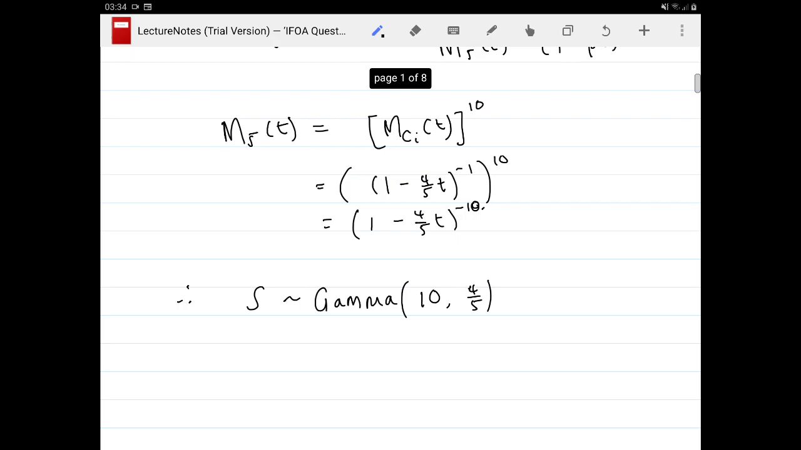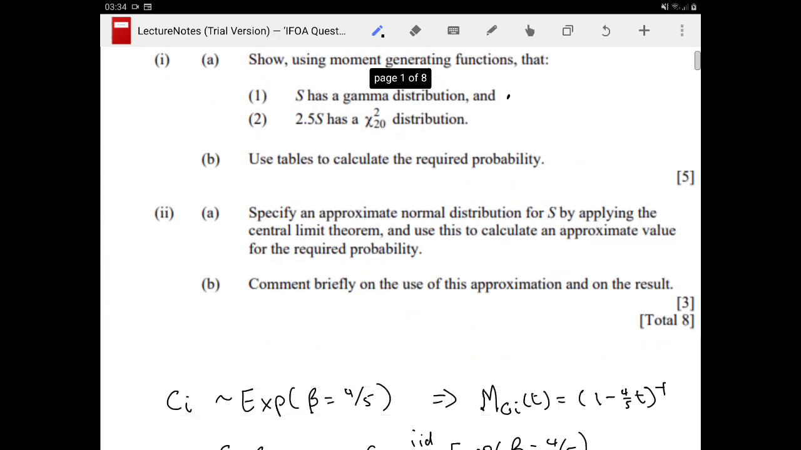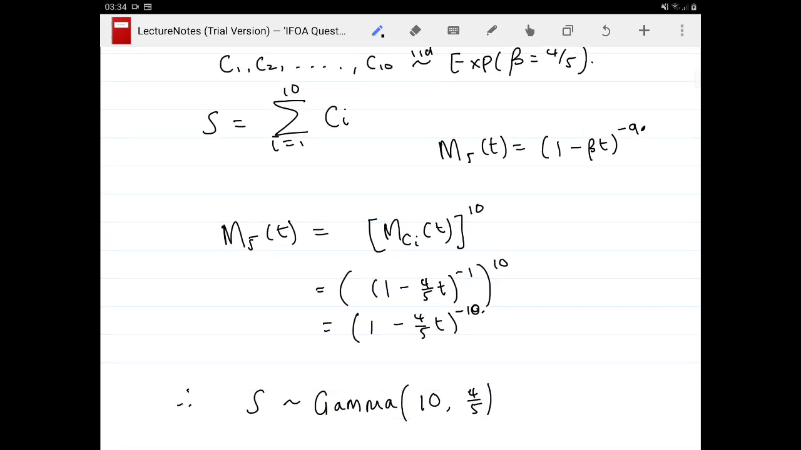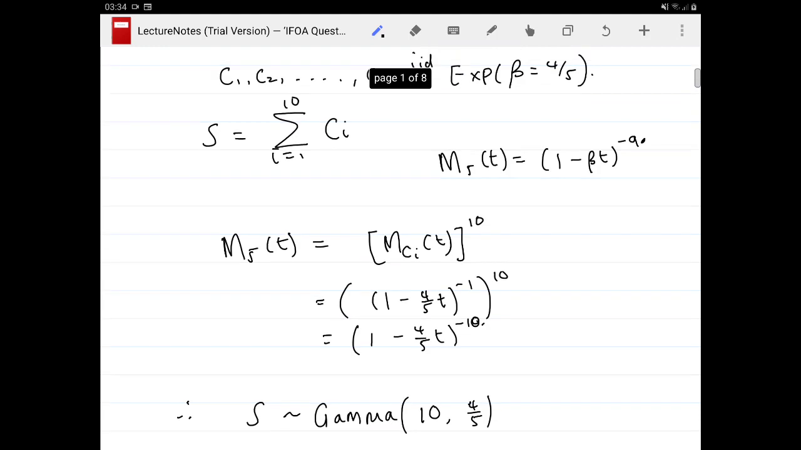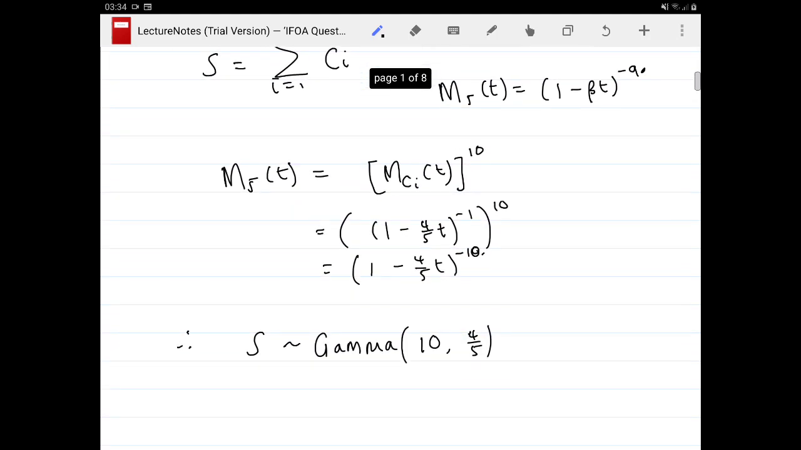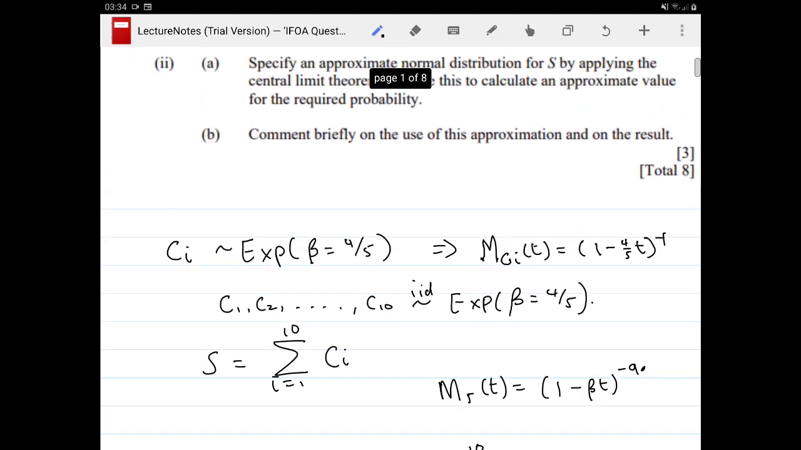And just a quick side note, this would be true of any exponential. Whenever you take the sum of exponentials, you get a gamma distribution where your alpha value is the number of exponentials you're taking, and the beta value is the same as the beta value for your individual exponentials. That's not necessarily something you need to know, but it's a useful result.